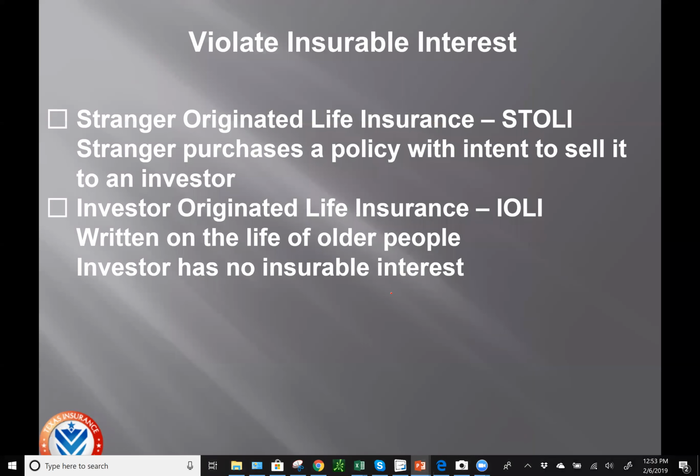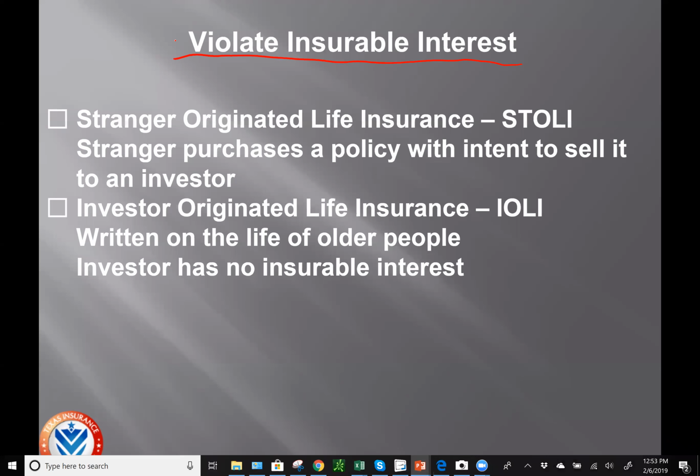These next 2 policies are both really illegal. The first is called a stranger originated life insurance policy, or a STOLI, and that is not vodka, people. A STOLI is where a person purchases a policy on somebody they don't know, a stranger, with the intent of selling it to a third party and profiting financially. Well, that doesn't sound very nice. Well, most states have outlawed this arrangement because it violates the concept of insurable interest. That person doesn't have insurable interest, they're just trying to make some money.